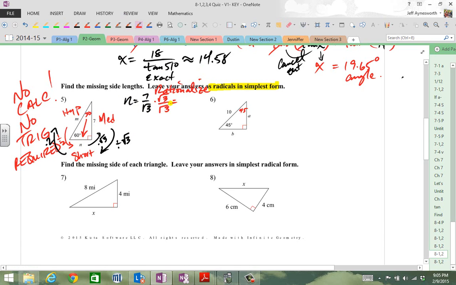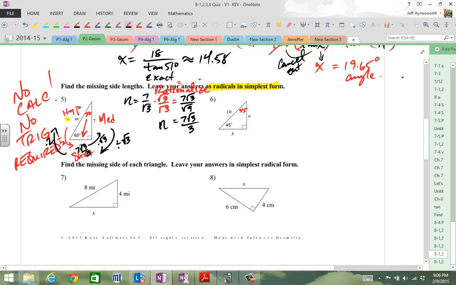I multiply it by a form of 1. 7 times rad 3 is 7 rad 3. Root 3 times root 3 is root 9. But 7 root 3 divided by root 9, which is just 3, can be simplified. So n is 7 root 3 divided by 3. And don't think you can cancel these right here. You're not allowed to divide a root by a non-root. Not allowed, okay? So you cannot divide a root by a non-root. So you're done here. Okay, so this is 7 root 3 divided by 3.